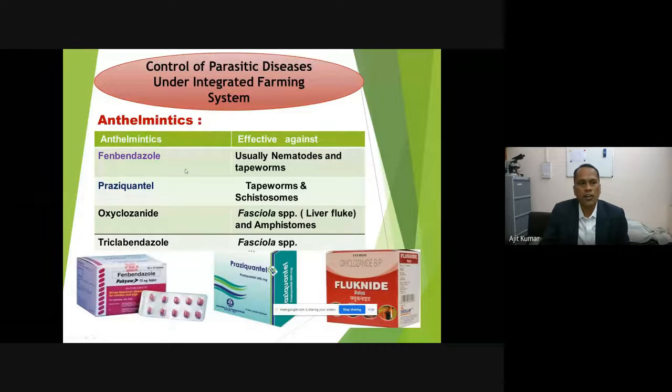Fenbendazole is a common drug which is also safe in pregnant animals, used to treat nematodes, commonly known as roundworms, and tapeworms, known as cestodes. Then praziquantel is a somewhat costly drug usually used to treat parasites in dogs. Then oxyclozanide is the drug of choice, or triclabendazole is commonly used against Fasciola infection, which is commonly found in our country. Fasciola is commonly known as liver fluke.